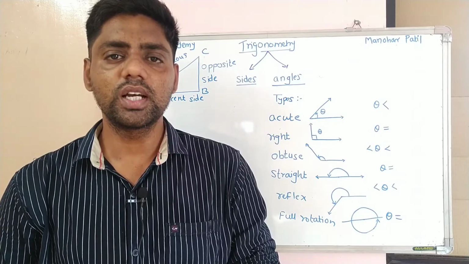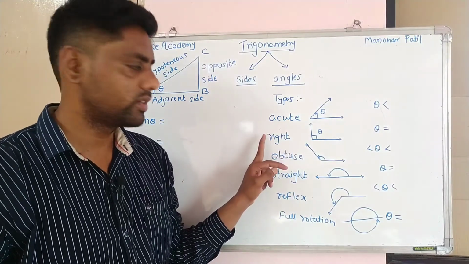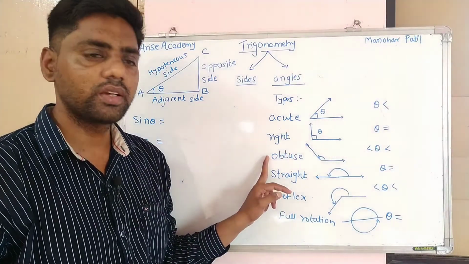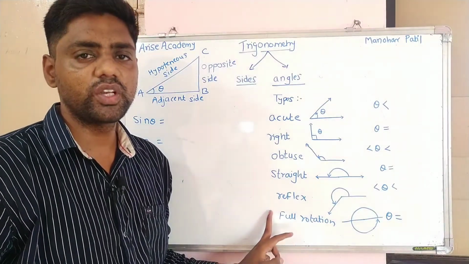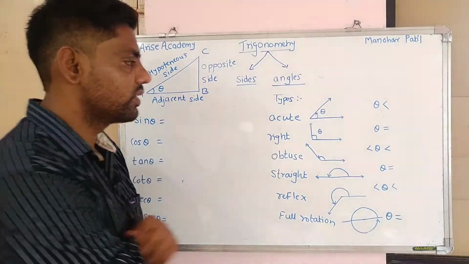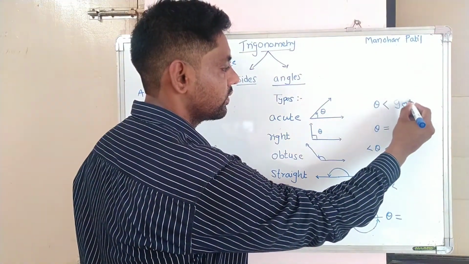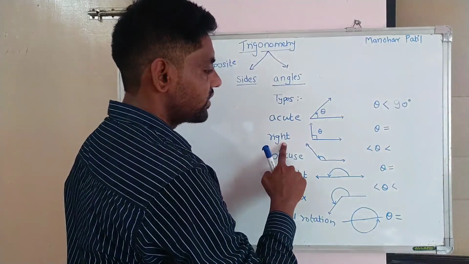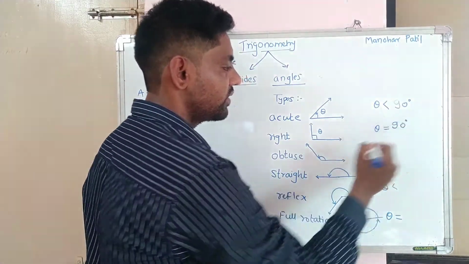So, what are the types of angles? The first type is acute angle, right angle, obtuse angle, straight angle, reflex angle and full rotation. First, acute angle: the value of theta is less than 90 degrees. For right angle, the value of theta is equal to 90 degrees.